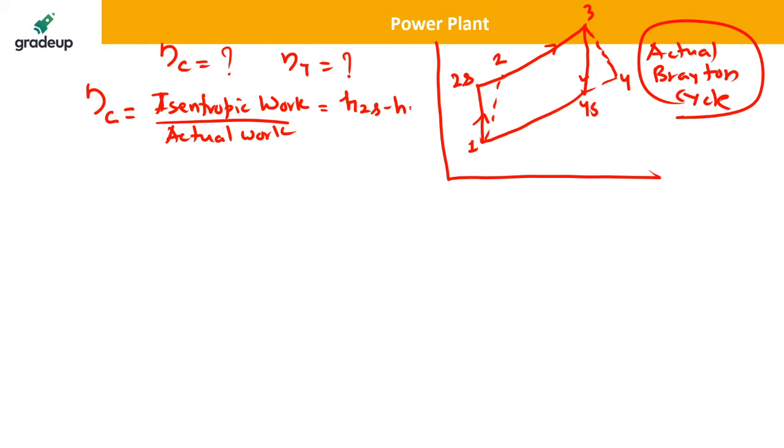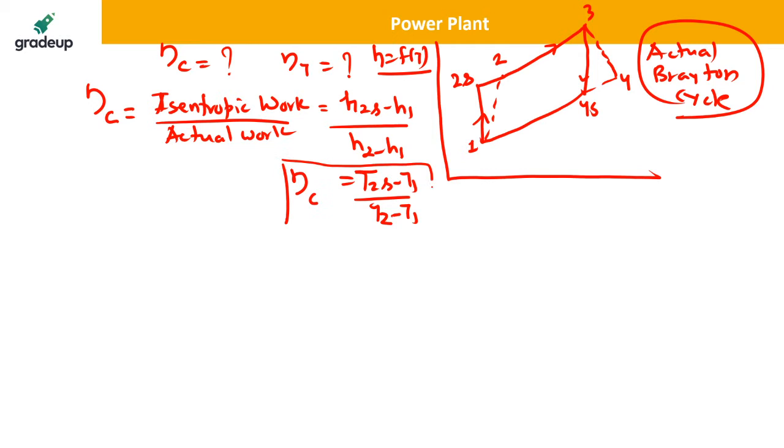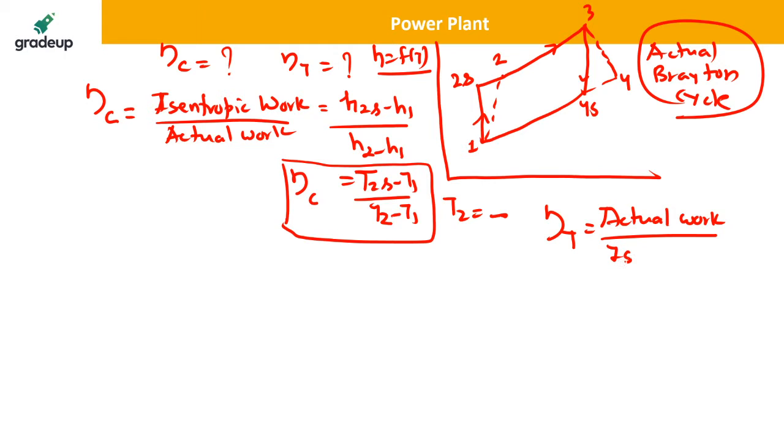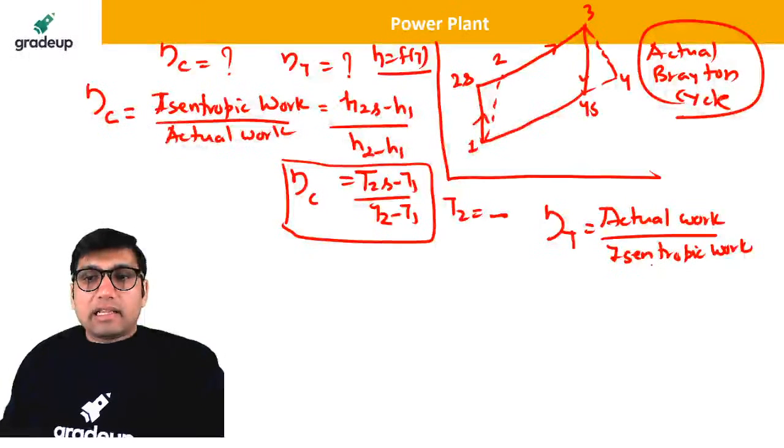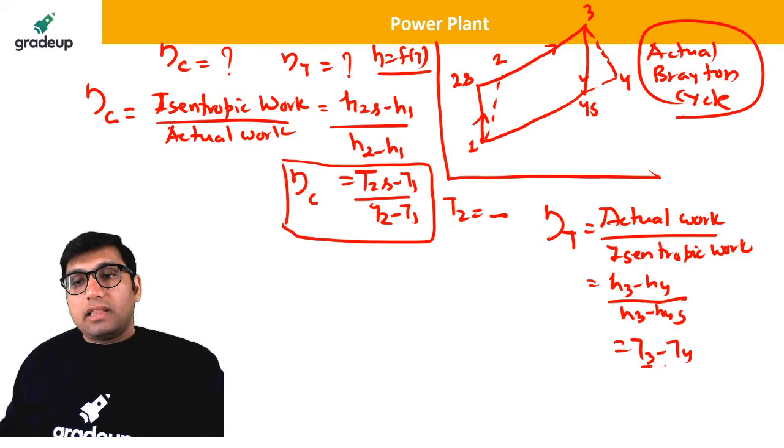Isentropic work will be H2s minus H1 divided by H2 minus H1. Because it is an ideal gas, enthalpy is a function of temperature also, so you can also write it as T2s minus T1 divided by T2 minus T1. So if we have to find the efficiency, you can use this formula, and from this formula you can find the value of T2. Similarly, you can find the isentropic efficiency of the turbine. This is equal to actual work divided by isentropic work. So the actual work will be H3 minus H4, isentropic will be H3 minus H4s. So you can say T3 minus T4 divided by T3 minus T4s.